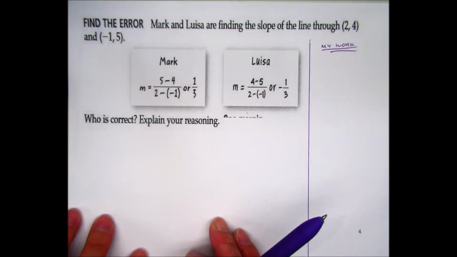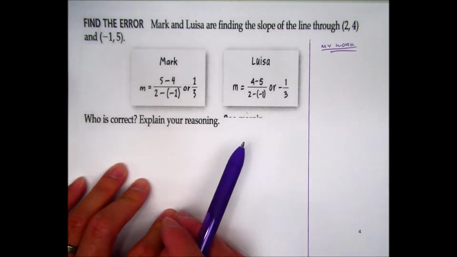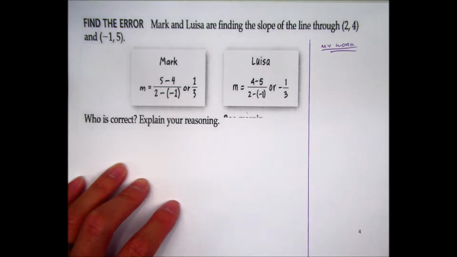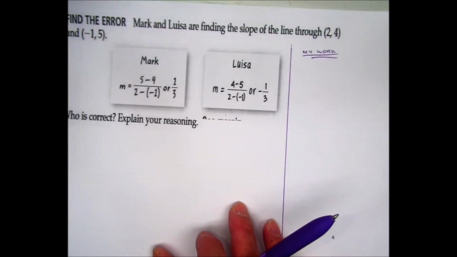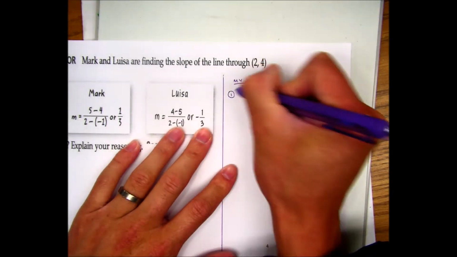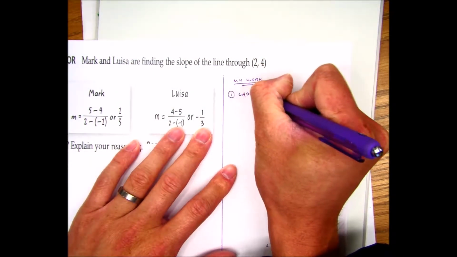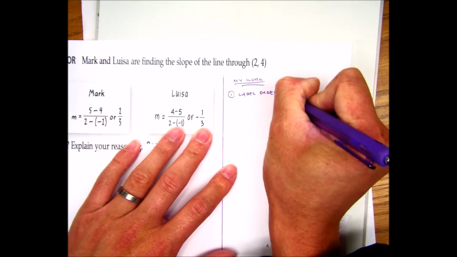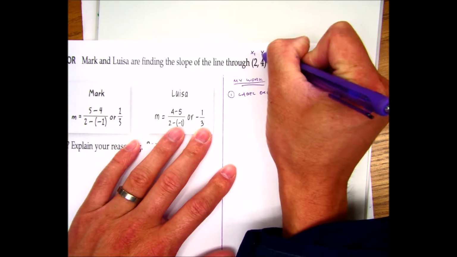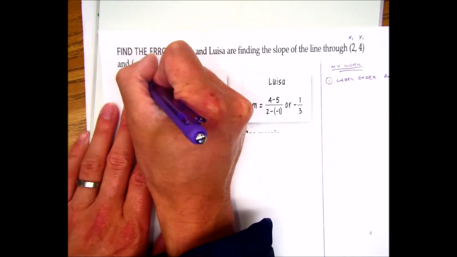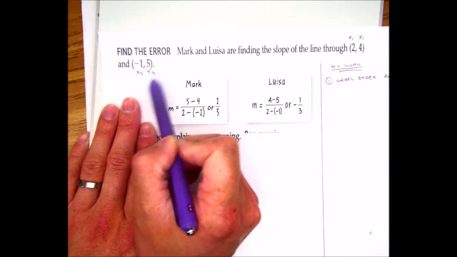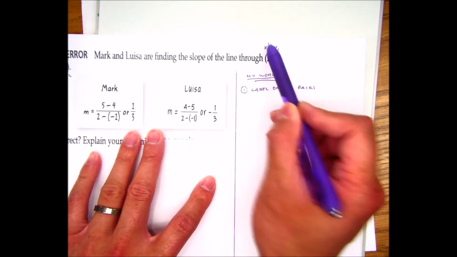Anytime I have to do an error analysis or find the error, I'm actually going to just do the problem myself. The first thing I'm going to do is label my ordered pairs. So this would be x1, y1, and over here this one will be x2, y2. Again, if you call this x1, y1 and this one x2, y2, it does not matter.